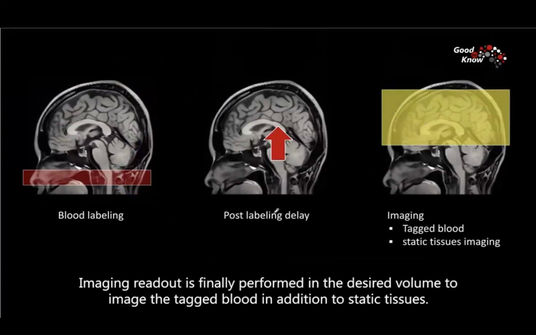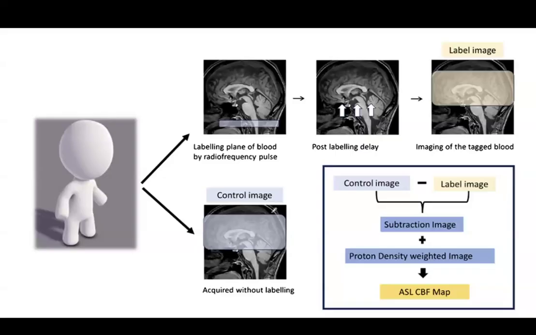And without this process, another image is taken. That will be the control image, and this is the label image. The images are subtracted, and this is compared with the proton density image, and the ASL CBF map is created.